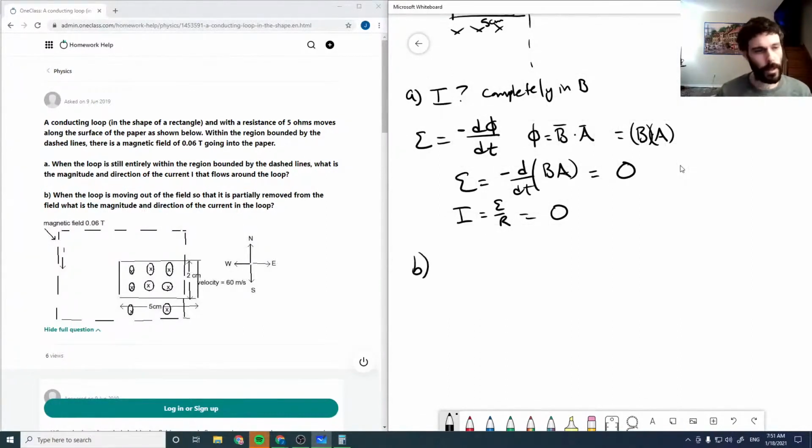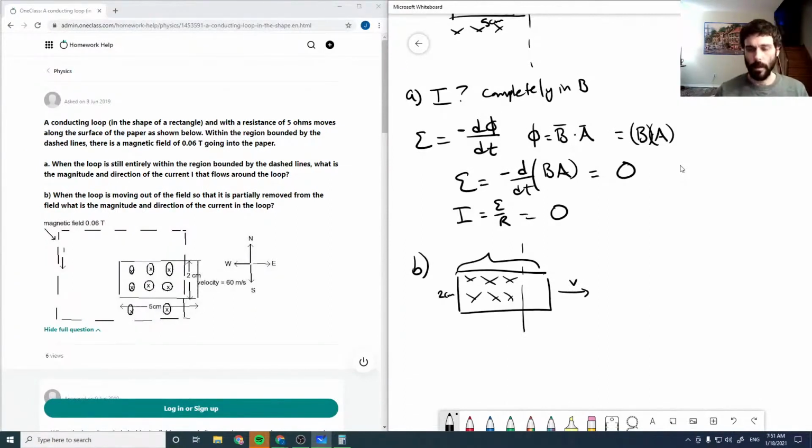And then for part B, when it's moving out of the field, so now we've got our B field, and we're moving out of the field with velocity V. This is 2 centimeters. And now all that matters is the area that's within the field, which is going to be our full length minus our velocity times time.